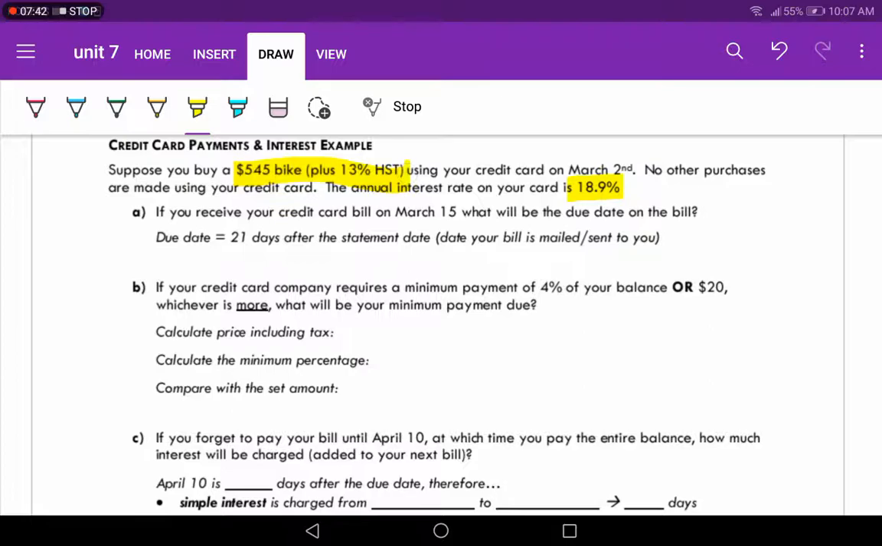So I'm just going to highlight some of the information. And the date we made it.